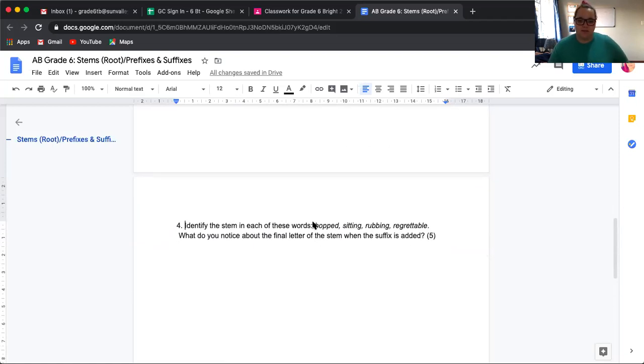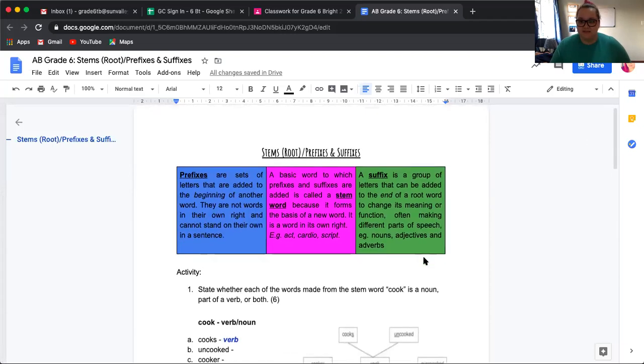Okay. So for example, hopped, hop would be your stem word because it can stand by itself, and PED would be your suffix because it's been added to the word and it cannot stand by itself. It's creating it into a verb or an adverb or an adjective, etc. Okay. So when it says here, what do you notice about the final letter of the stem when the suffix is added? You need to go and look at that specific letter and tell us what is happening to those words. And you can only tell us that if you figure out what the stem or root word is. Okay. So that is the activity for today.